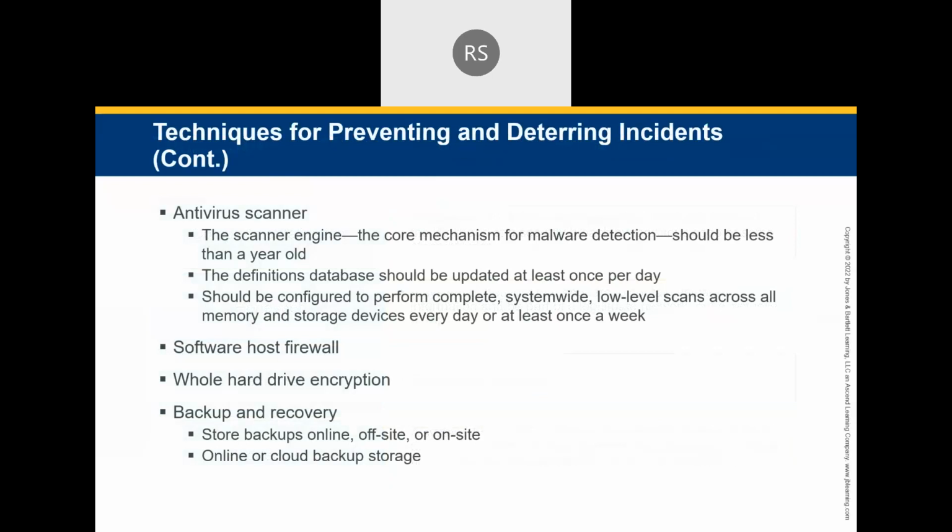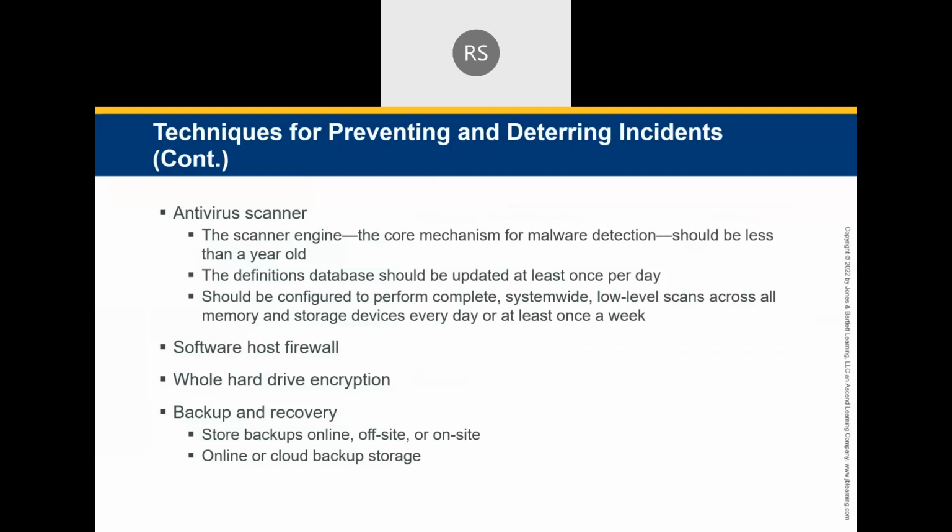You want to make sure that your antivirus scanner engine is regularly updated. It should be no more than a year old. So you update the definition database at least once per day to detect the latest threats. You want to configure the antivirus scanner to perform a complete system-wide low-level scan across all memory and storage devices daily or at least once per week.